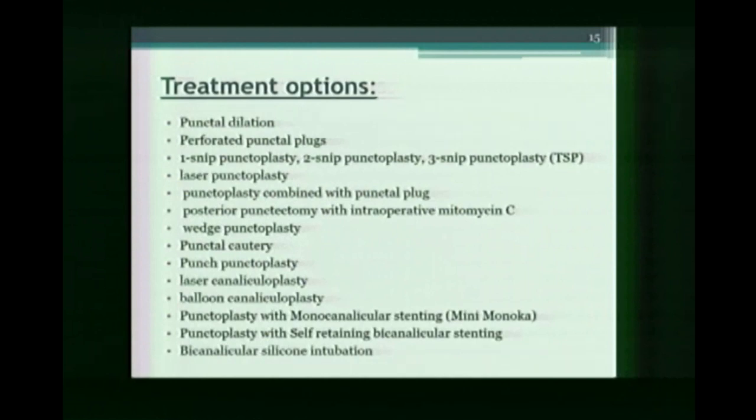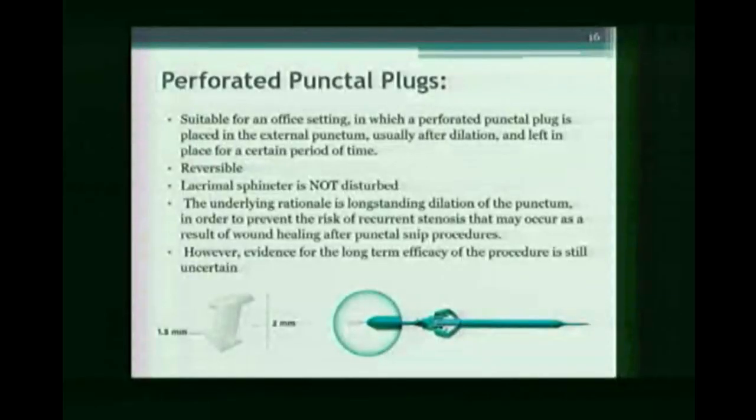I'll just refer here that repeated punctal dilatation and perforated punctal plugs are considered non-surgical treatment for punctal stenosis. The classically done procedure is the 3-snip procedure, but it started with 1-snip, then 2-snip, and then evolved to a 3-snip punctoplasty. Recently, the use of mitomycin C with the punctoplasty, the insertion of a mini-Monoka monocanalicular stent, bicanalicular stenting, or self-retaining bicanalicular stenting have all been used with good results, to be honest.